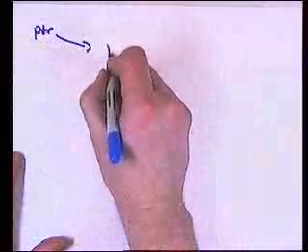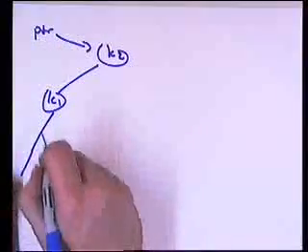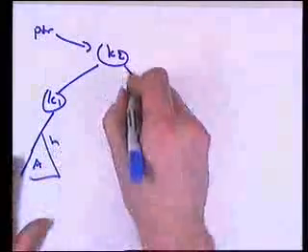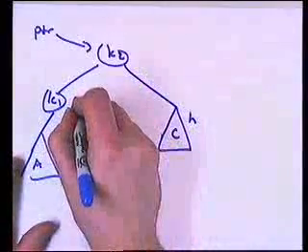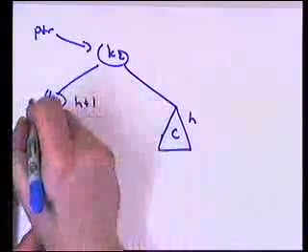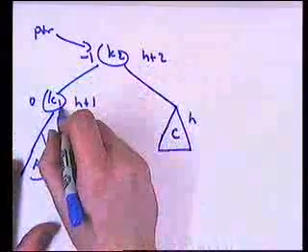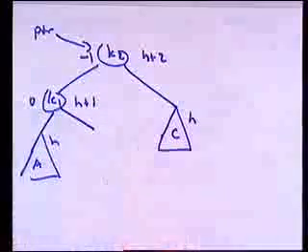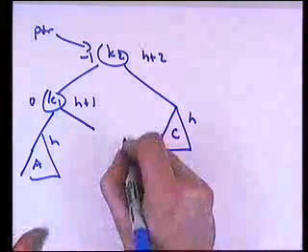We will have here pointer K2, K1, A, which is of height h, and C, which is of height h. This will originally be h plus 1 with a balance of 0. That will originally be minus 1 with a height of h plus 2. And then B will be there. Everything else is exactly the same as it was before.